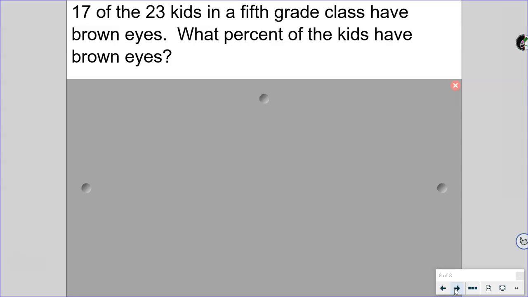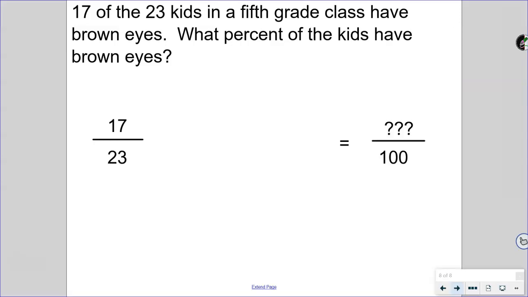All right, welcome back. Hopefully you guys struggled through this one a little bit. This one's tricky. So let me go ahead and show you our setup. This one is pretty straightforward. The fraction we're starting with is 17 out of 23.